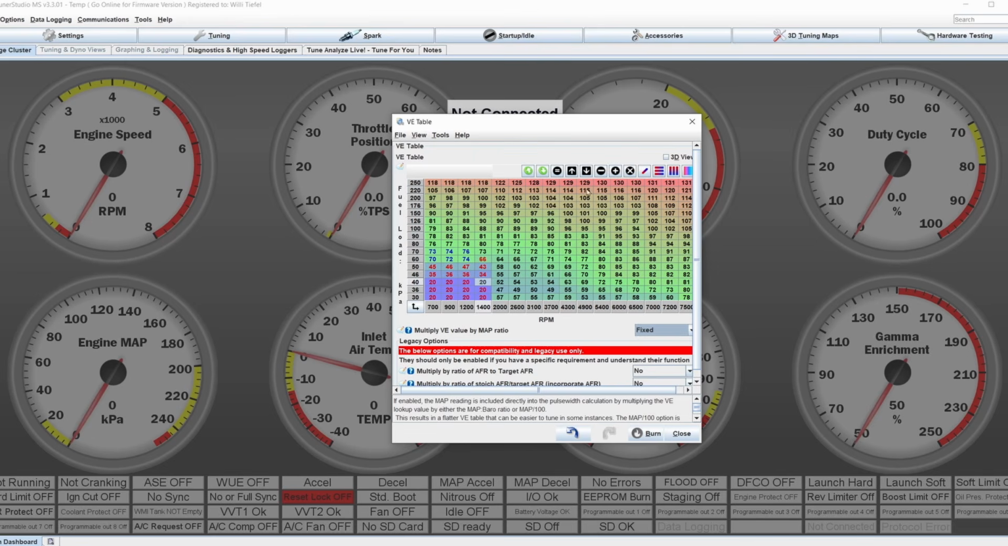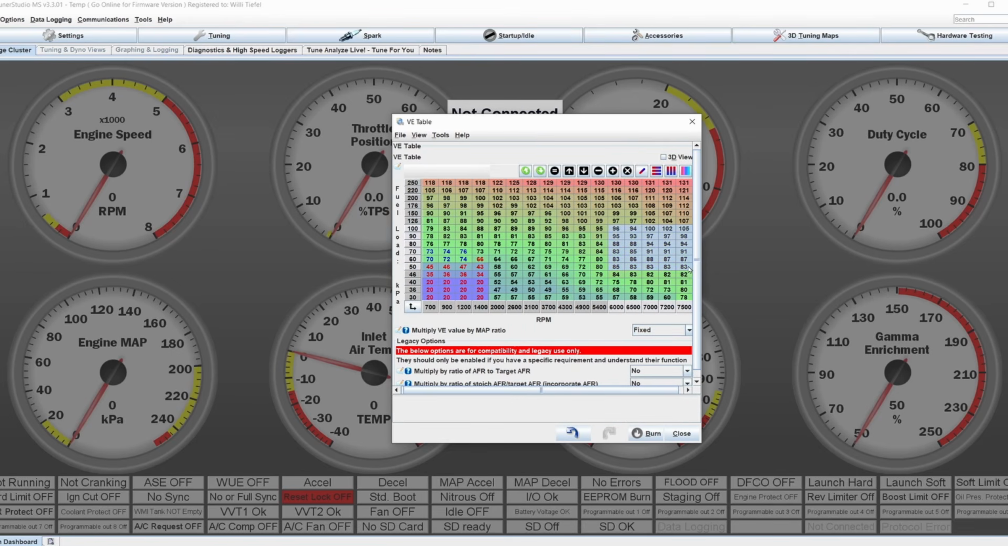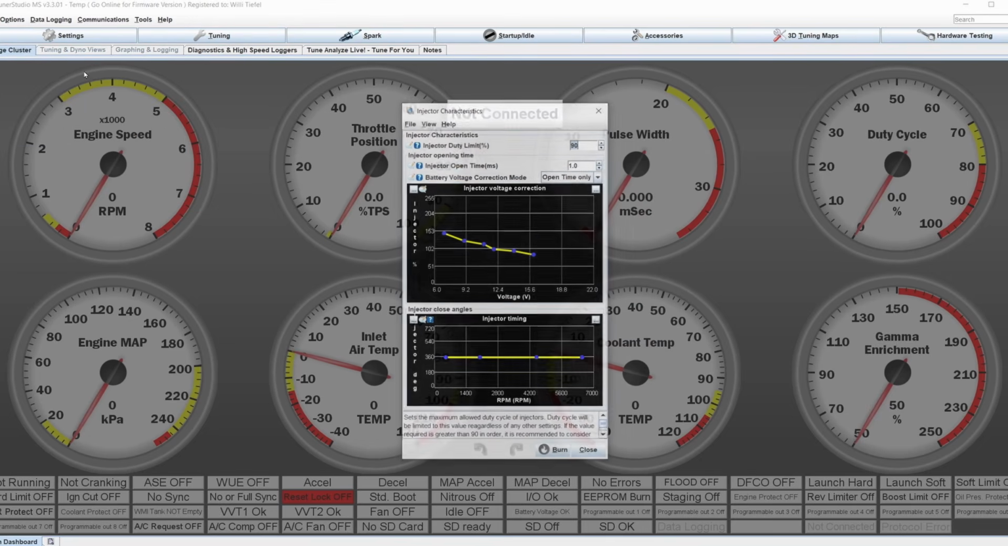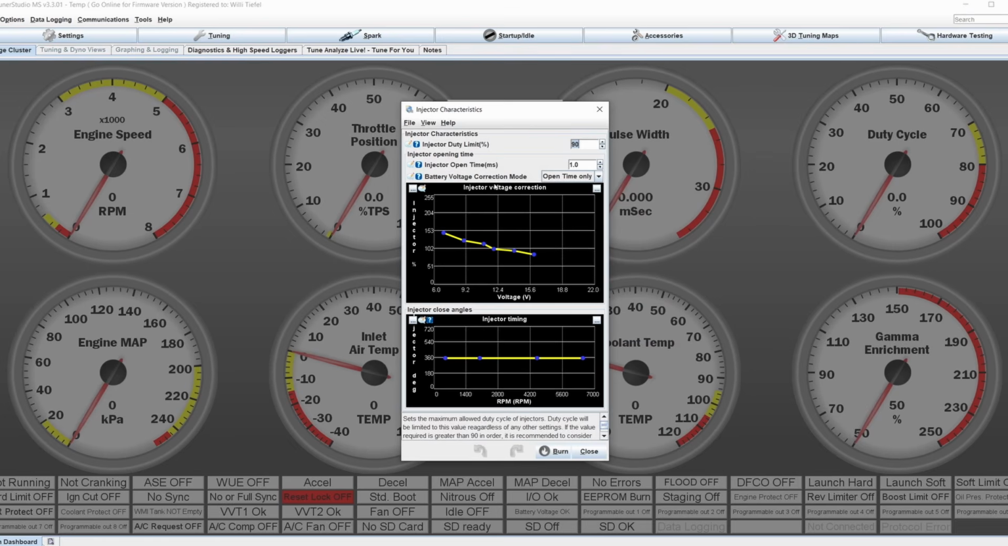You would have around 100 on a naturally aspirated car right here, for example, and it would fall off on a stock cams car, for example, right here. But we're worrying about idle, and it will make those a lot higher if you are having problems before that. If it doesn't, or if it's already set to fixed, there's a few other things you can check. First of all would be the injector characteristics. Are your injector open times set correctly?